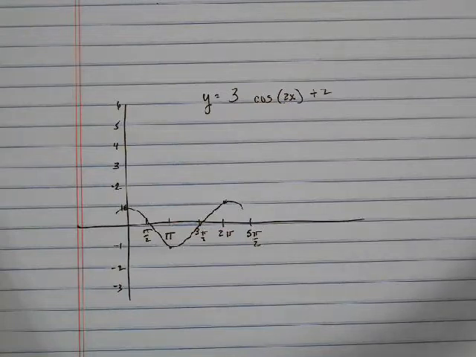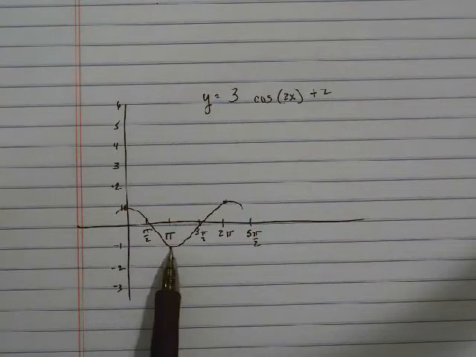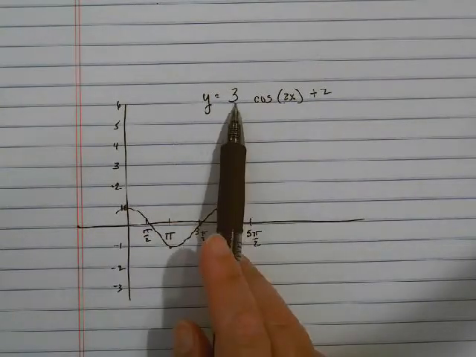Let's talk about this graph that's been shifted. Actually, it's been shifted, and we have a period change, and we have an amplitude change. I've got graphed the normal cosine graph. Notice it goes between 1 and -1, because typically the number here is a 1.